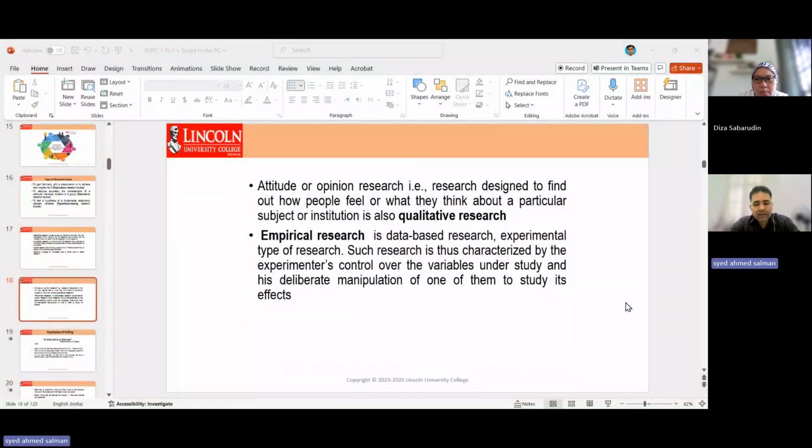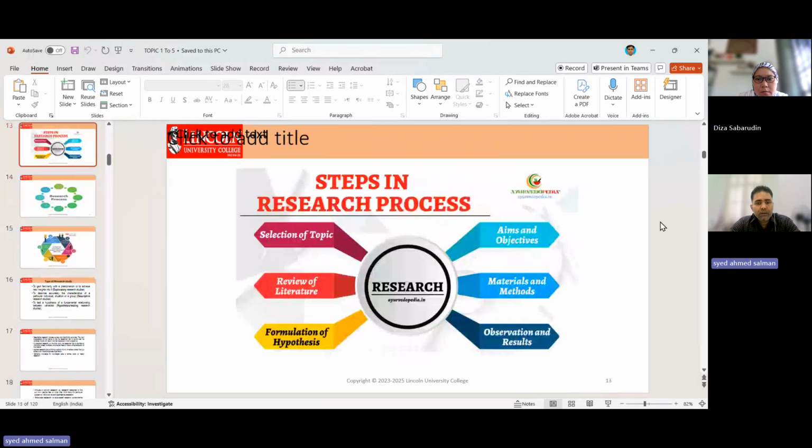Can you see the slides? Yes. That's great.